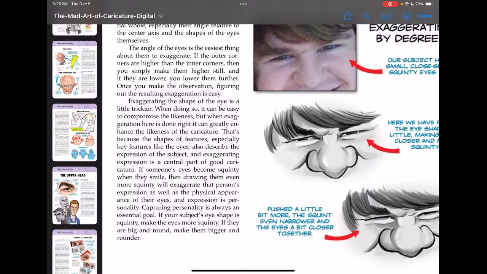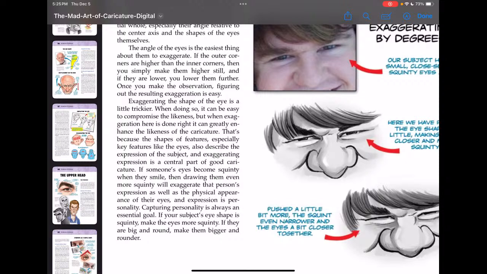I really like that. He says, expression is personality. Capturing personality is always an essential goal. I really like that.